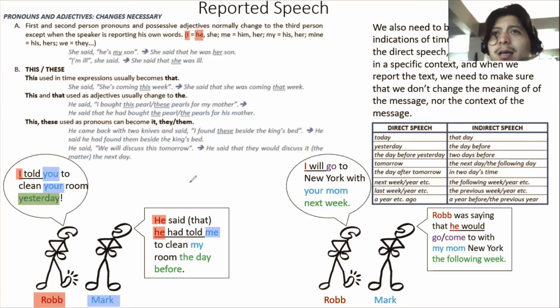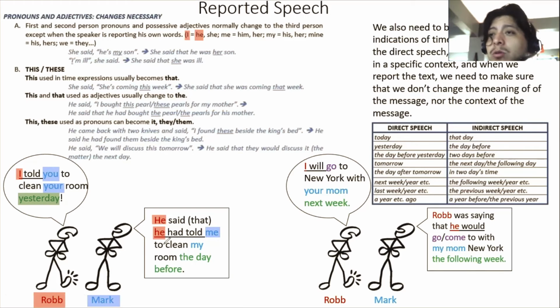So it says, I told you to clean your room. He said that he had told me to clean, acuérdense, el verbo es tell. Este que parece un verbo, cleaning, en realidad no es un verbo, es un verboide. Está en infinitivo. To clean no es el verbo, es tell. Yo te dije X, yo te dije pájaro, yo te dije perro, yo te dije que limpiaras, yo te dije que limpiar. Entonces, to clean.